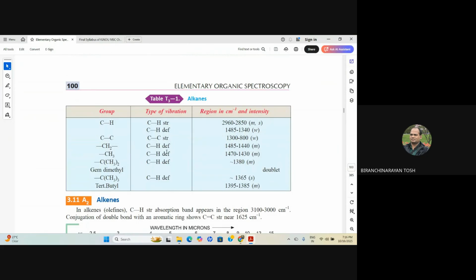So in this table you can remember the CH stretching will be observed at around 2900 and CC stretching around 1300 to 800, and the deformation you will get at 1485 to 1400, like the CH deformation in CH2 and CH deformation in CH3, methyl group and methylene group. If a geminal dimethyl group is there, then there will be another CH deformation. S indicates sharp, this is medium, this is wide.